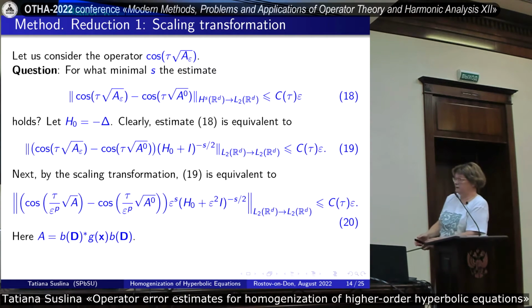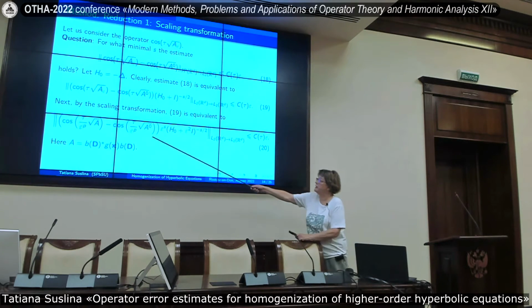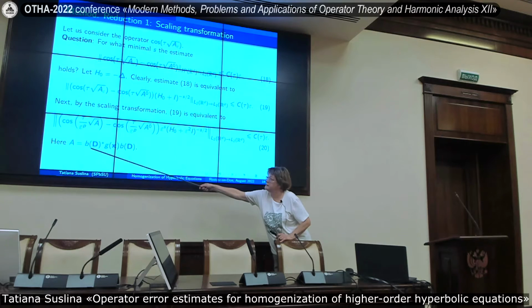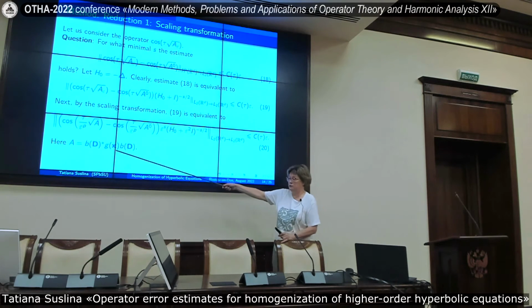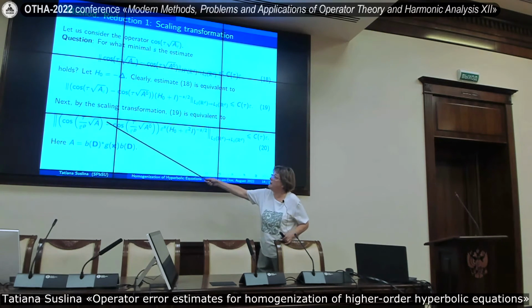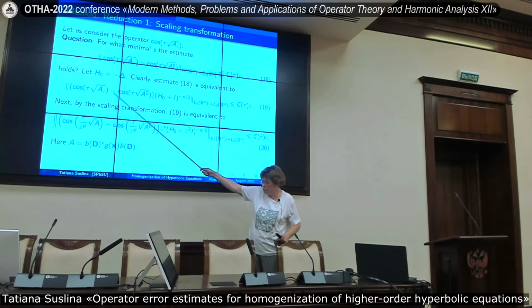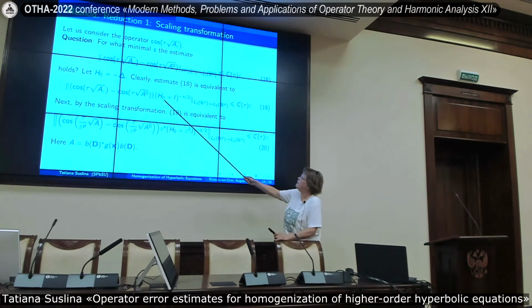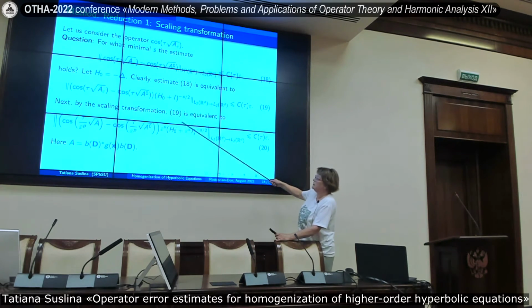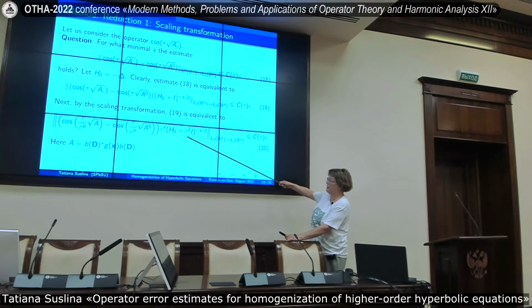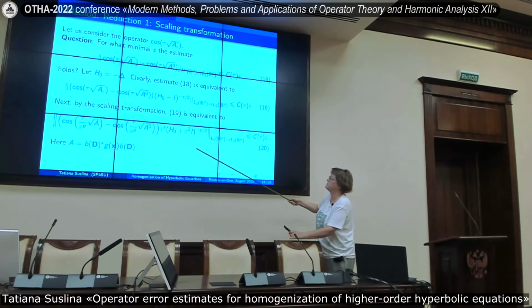Next, we apply the scaling transformation, and we see that estimate 19 is equivalent to estimate 20. Here, the operator A is this one. It does not depend on epsilon. It's the operator with the matrix G of x. But here we have tau divided by epsilon to the power p due to the scaling. The smoothing operator takes this form after the scaling.